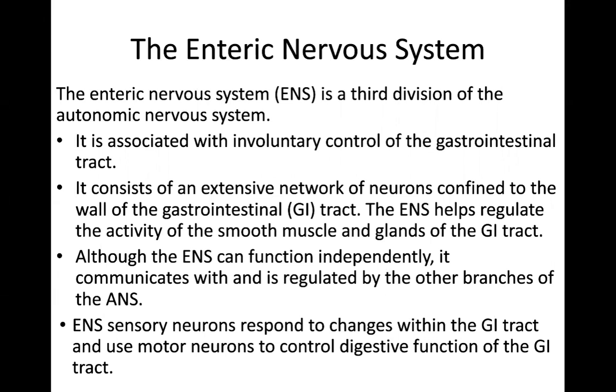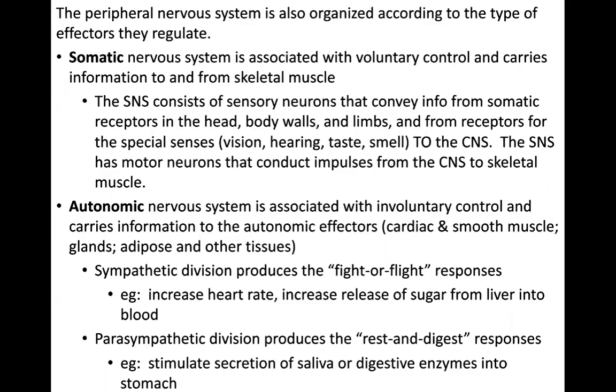Although our enteric nervous system can function independently, it does communicate with and is regulated by the other branches of the ANS, which once again are the sympathetic parasympathetic divisions. One of these two systems or divisions is going to activate and enhance activity of the ENS. Which one do you think it is? Sympathetic or parasympathetic? Which one helps promote digestion? Probably the one that says the rest and digest, right?